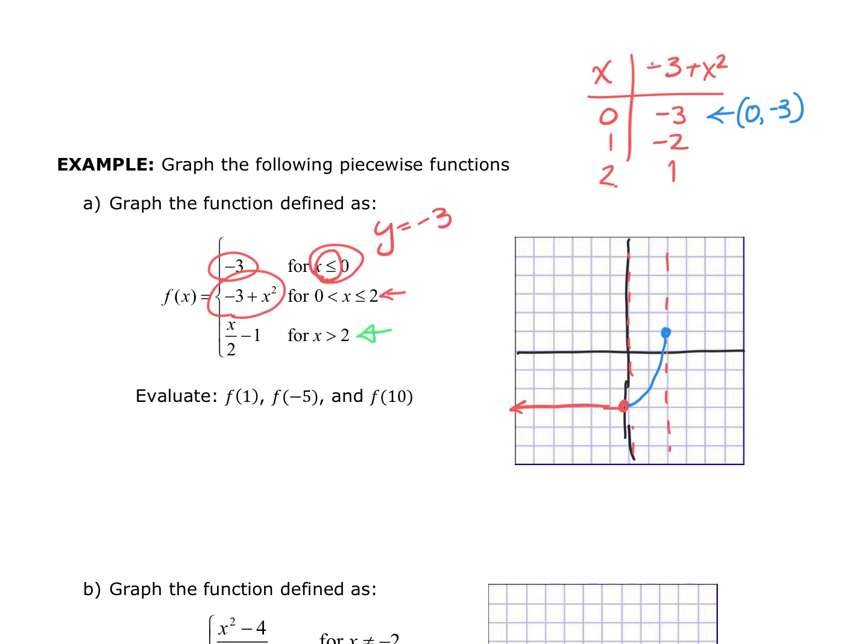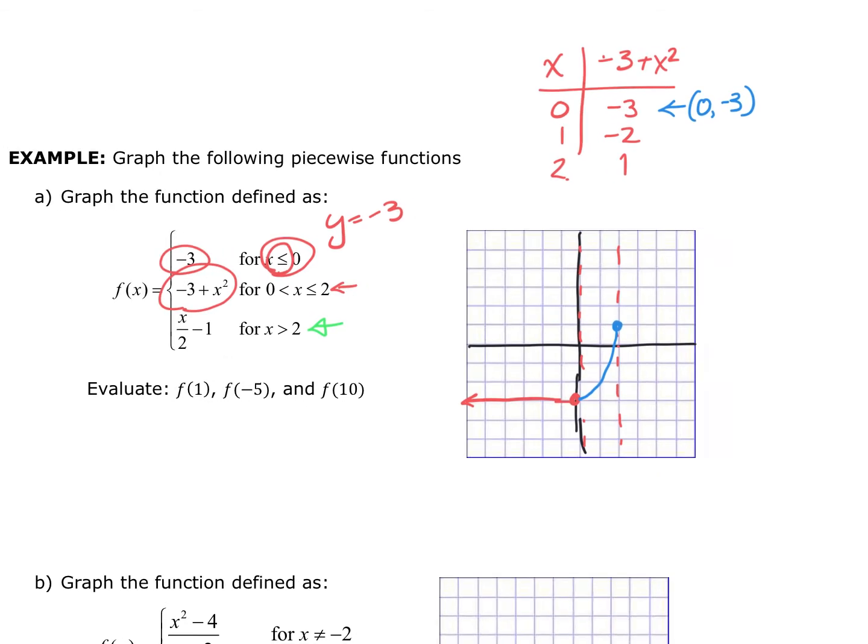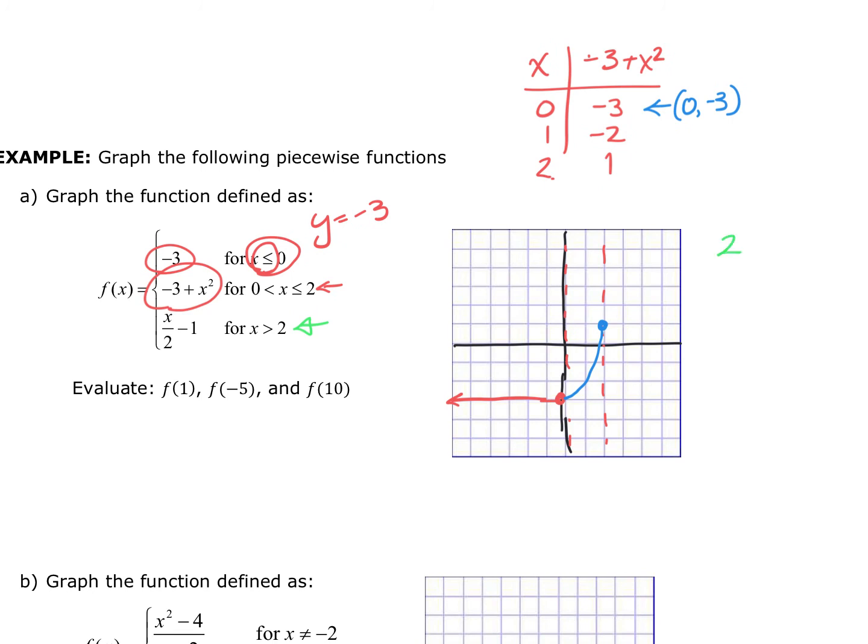And again, if I'm not really certain what that graph looks like, I can always do an ordered pair chart. I'm going to start out with 2 for my x, and I'm going to have x divided by 2 minus 1. So if I put in 2, I have 2 divided by 2, which is 1. 1 minus 1 is 0. So at the ordered pair (2, 0), because it is non-inclusive, I'm going to have an open dot right there.